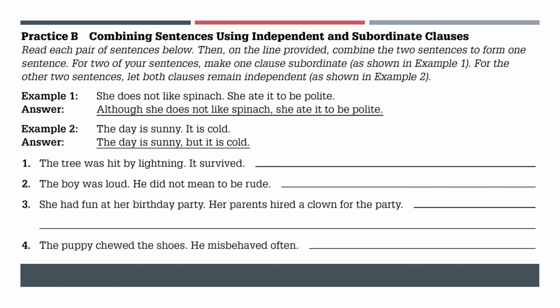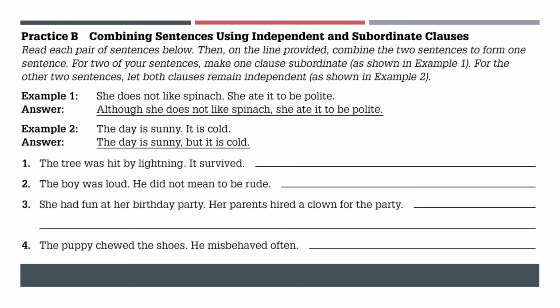Practice B, combining sentences using independent and subordinate clauses. Read each pair of sentences below, then, on the line provided, combine the two sentences to form one sentence. For two of your sentences, make one clause subordinate, as shown in example 1. Let's look at example 1. She does not like spinach. She ate it to be polite. Although she does not like spinach. So this is subordinate. She ate it to be polite.